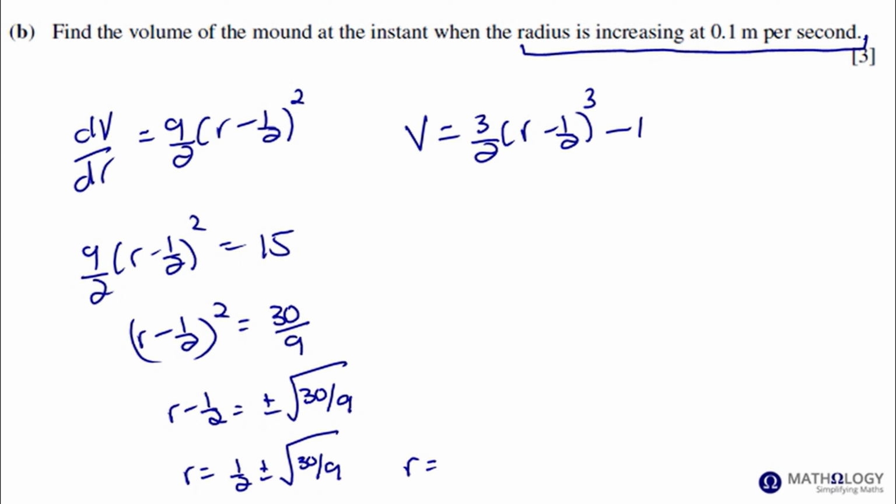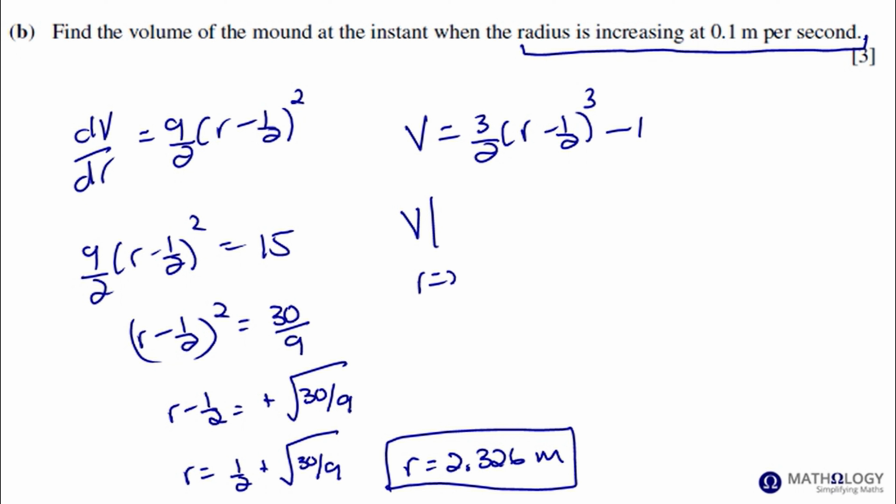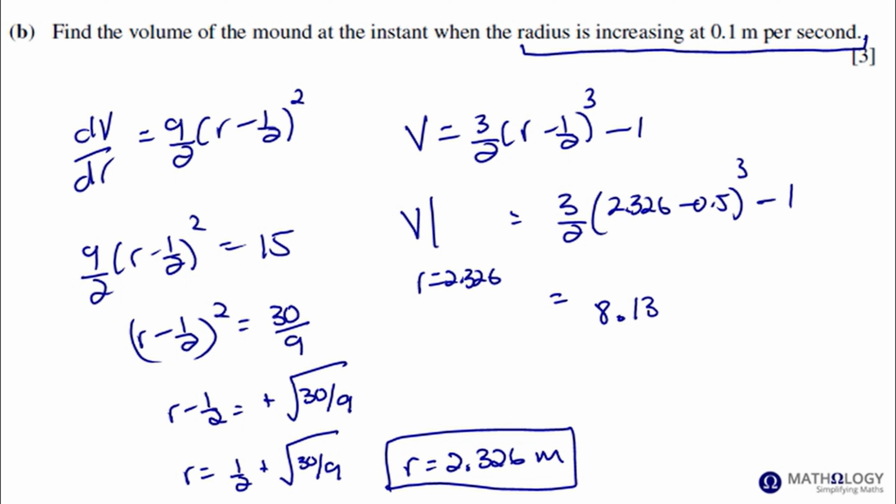So r equals 2.326 meters. We obviously invalidate the negative solution because we are dealing with a radius. So r equals 2.326 meters at a time when the radius is increasing at 0.1 meters per second. So the volume when r equals 2.326 will be 3 over 2 times (2.326 minus 0.5) cubed minus 1, which equals 8.133 cubic meters.